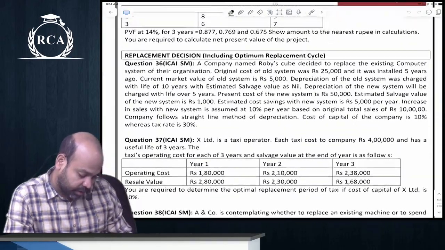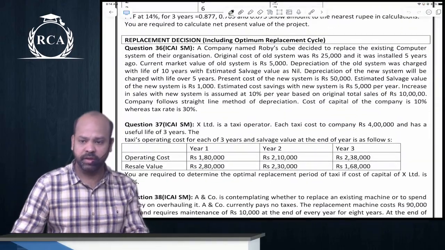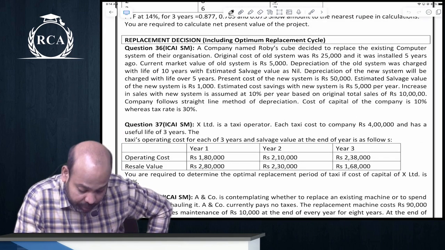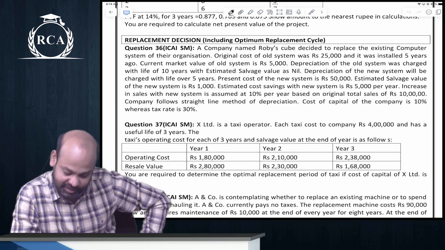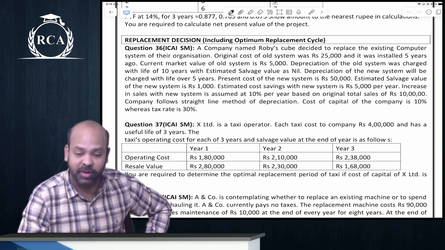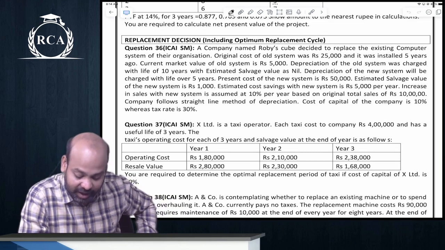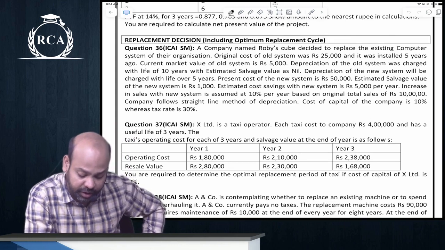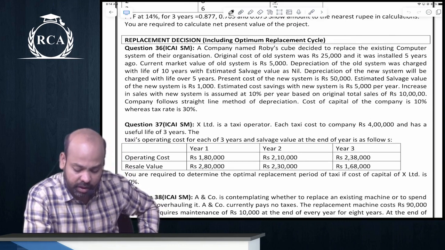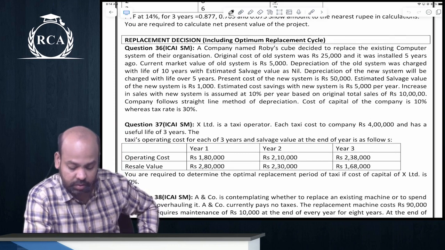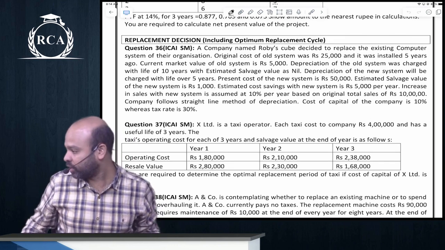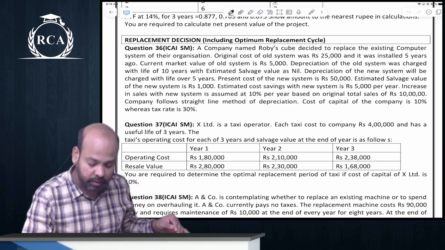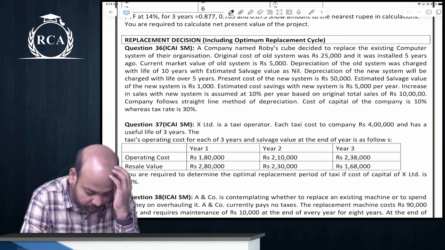Question number 36, guys. It says, a company named Rubik's Cube decided to replace the existing computer system of their organization. Original cost of old system was 25,000 rupees and it was installed 5 years ago. 5 years ago. The current market value of the old system is 5,000 rupees.